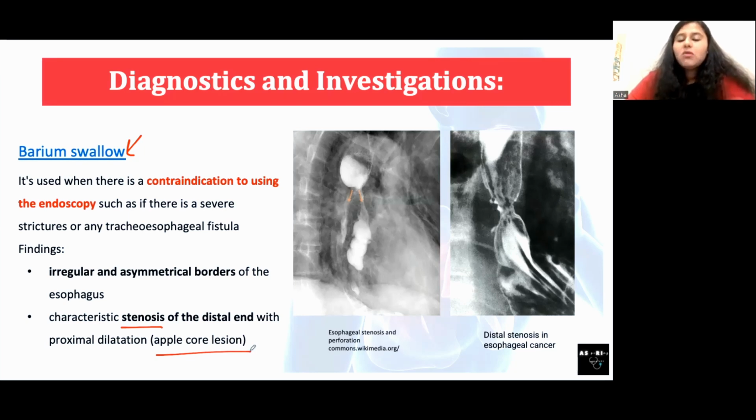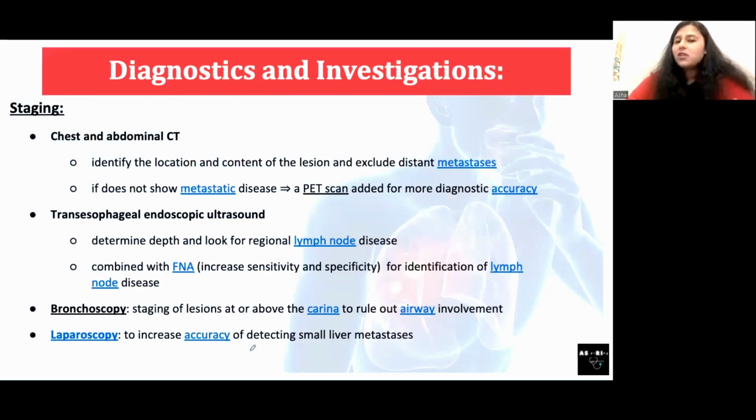Okay, so once we have our initial diagnosis in mind, then we want to think about staging. The staging will be done by looking at the CT scan. So we want to do the chest and abdomen to identify and locate whether there has been any metastasis.